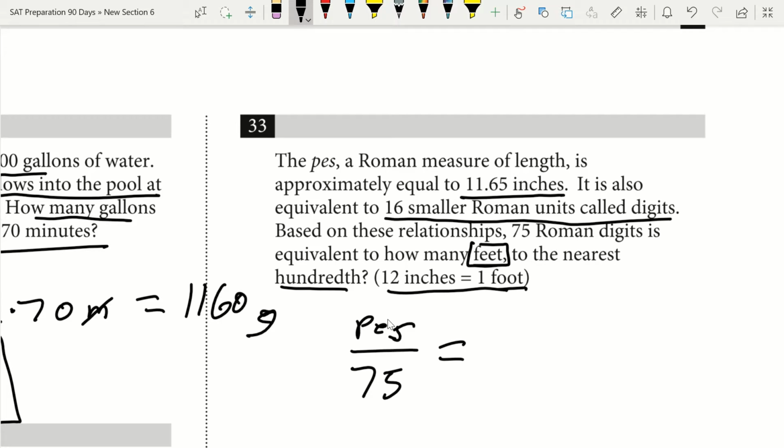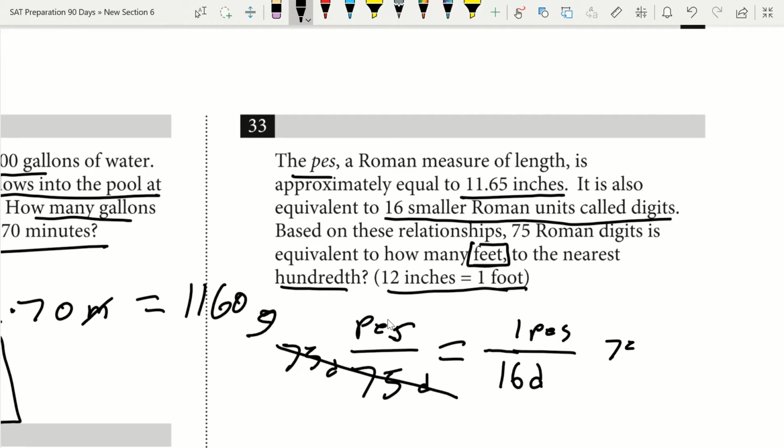So the number of pes I have over this 75 digits, so I'll put digits as D, must equal the ratio between the two, right? So how many pes do we have for every digit? Well, we know that 1 pes is equal to 16 digits, so 1 pes per 16 digits, 16 D representing digits. Okay, so what we do is we multiply each side by 75D to solve for how many pes we're going to have.